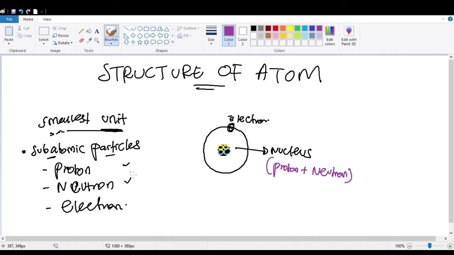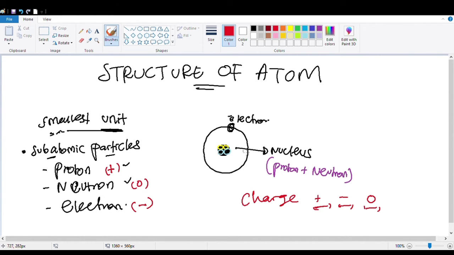Each subatomic particle has charge. If we talk about charge, we are talking about positive charge, negative charge, or no charge at all, which is neutral. Proton has positive charge. Neutron has no charge. That's why the name is neutron, meaning neutral. And the electron has a negative charge.